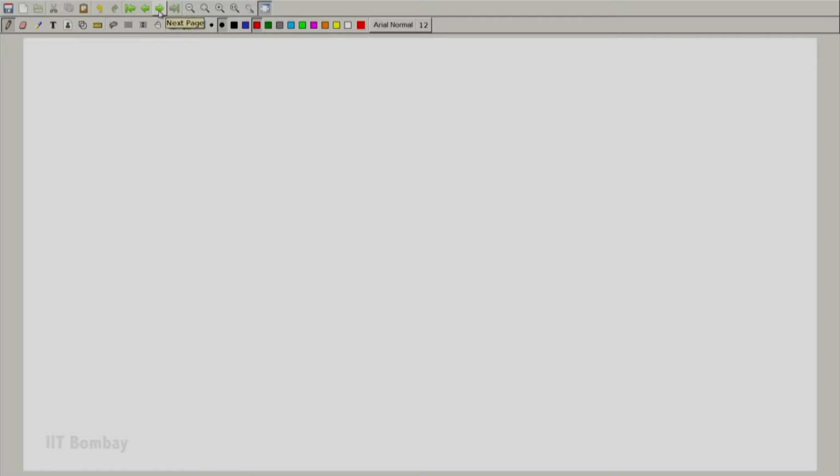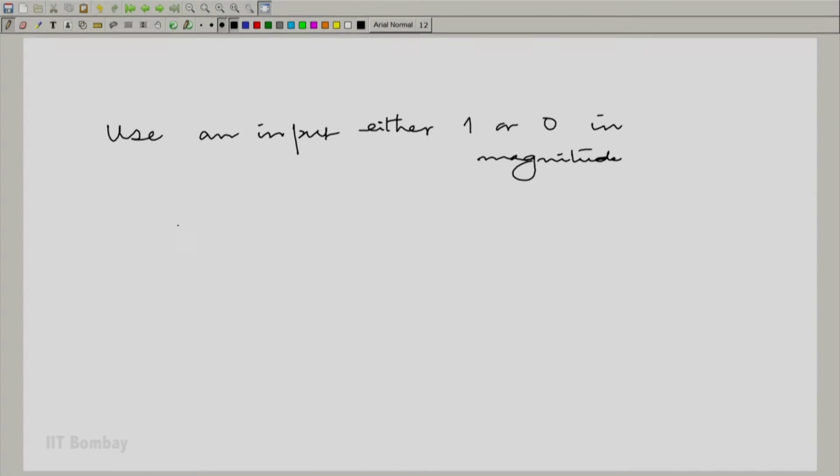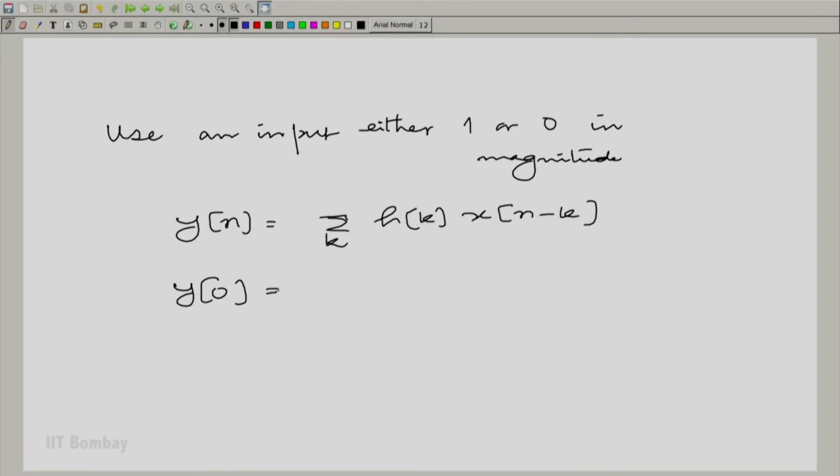So, how will you do it? By trying to keep an input which is essentially 1 or 0 in magnitude. You want to keep such an input because you do not want the input to create a change in magnitude. So we needed to use an input either 1 or 0 in magnitude. Let us look at that equation again. We said y of n is the summation over all k of h of k x of n minus k. And it does not matter what n we choose, so we might as well choose y of 0, because the same construction can be used for any other n, it is shift invariant anyway.